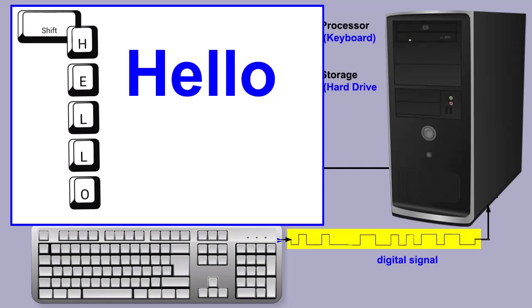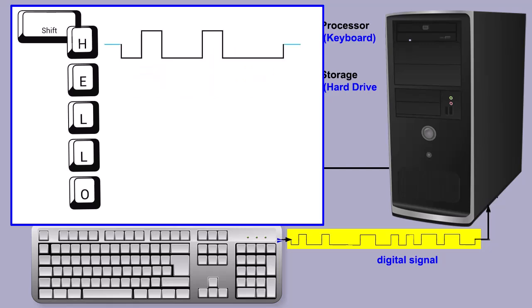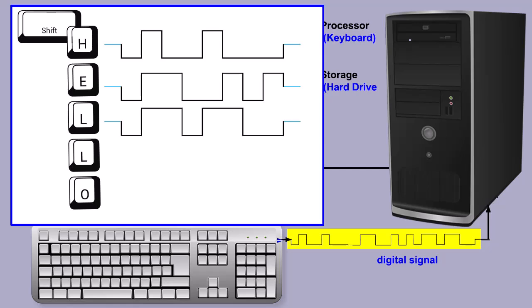Let's explore that with a keyboard input. Let's say we're creating a letter to an old friend and we start with the word hello. When we hold down the Shift key and press the H key, we get a digital signal that represents the letter H. It's comprised of 8 bits of either high or no voltage. When we press the E key, we get a different digital signal. We press the L key, another different digital signal.